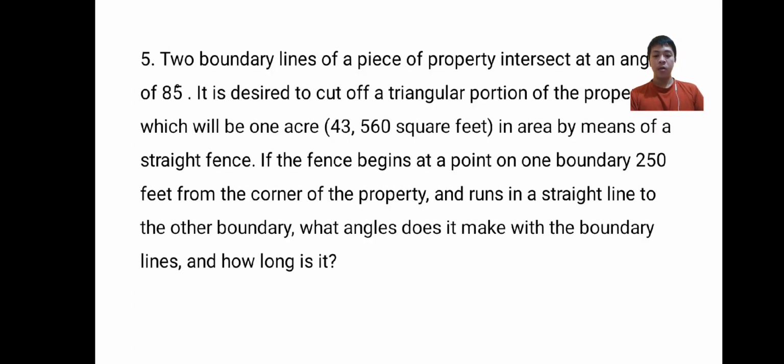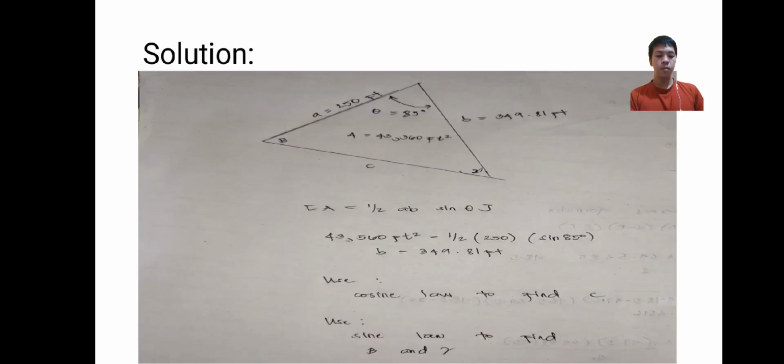Question number 5. Two boundary lines of a piece of property intersect at an angle of 85 degrees. It is desired to cut off a triangular portion of the property which will be 1 acre or 43,560 square feet in area by means of a straight fence. If the fence begins at a point on a boundary 250 feet from the corner of the property, then runs in a straight line to the other boundary, what angles does it make with the boundary lines and how long is it? So here is the figure.